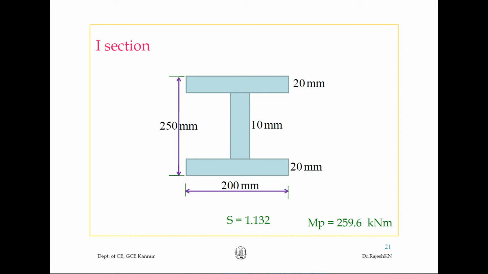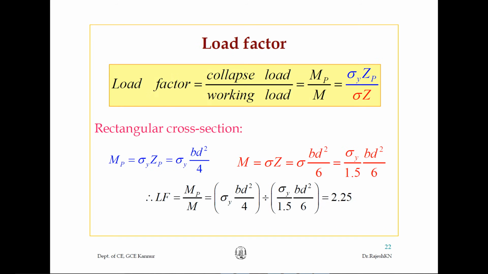Now, in the I section, we are also seeing the shape factor is equal to 1.132. In MP it yields greater MP as compared to others, but the shape factor is 1.132, and it is the most economical section to be used other than rectangular, circular and triangular.